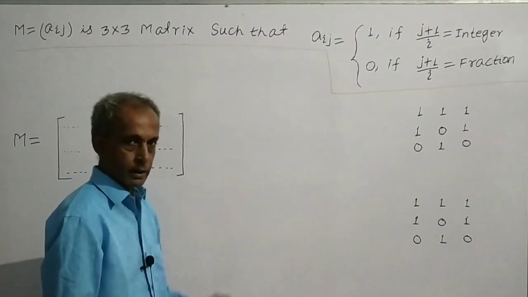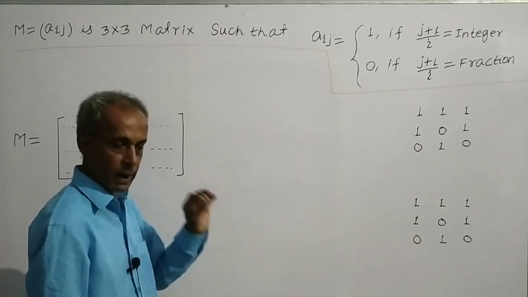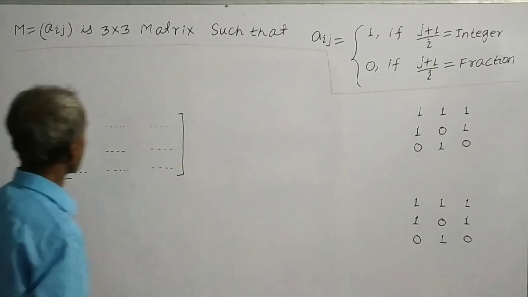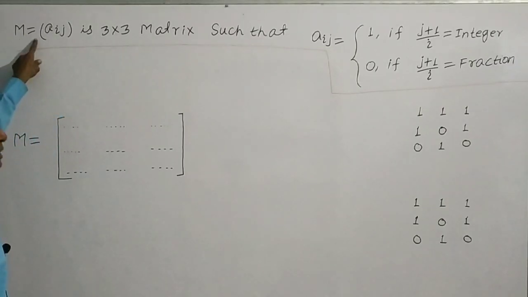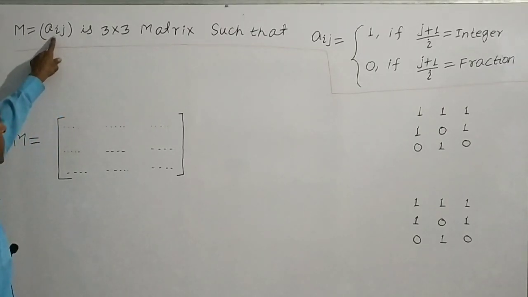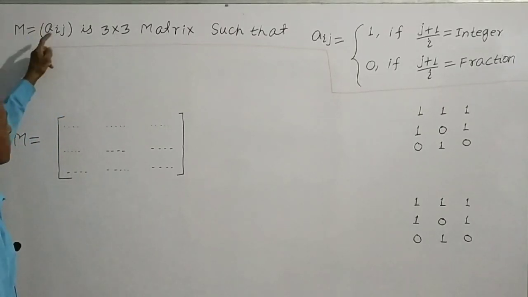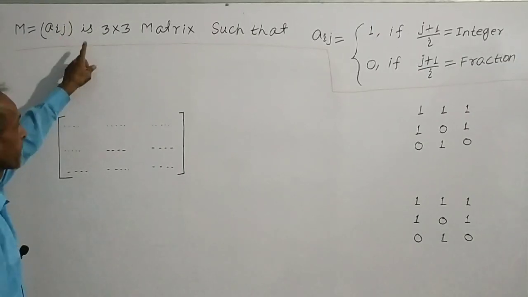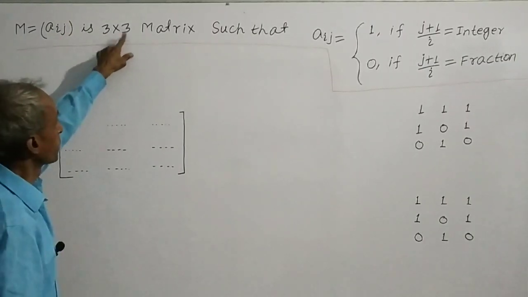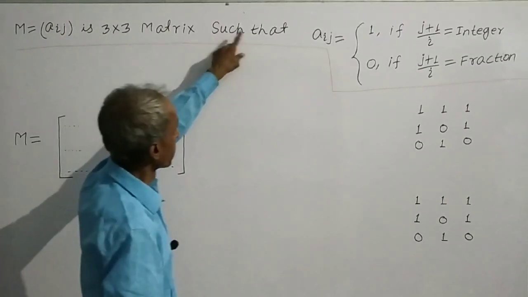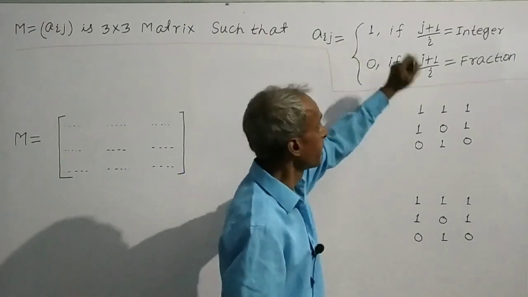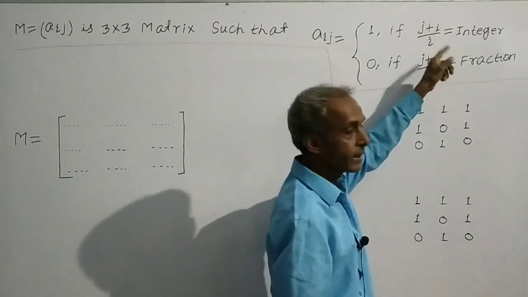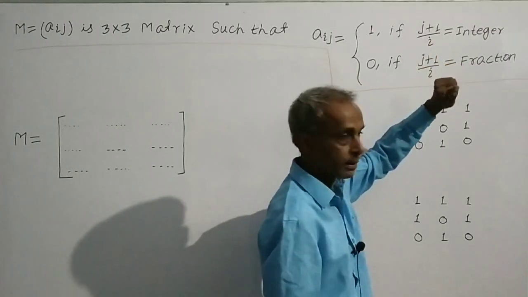In this JEE Advanced question, it is written M = [Aij] enclosed inside this bracket is a 3 times 3 matrix such that Aij is equal to 1 if j + 1 is divisible by i.